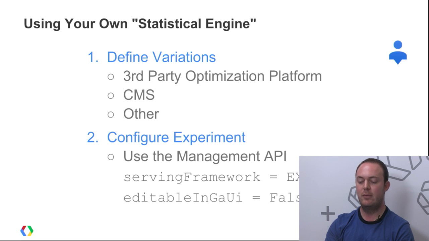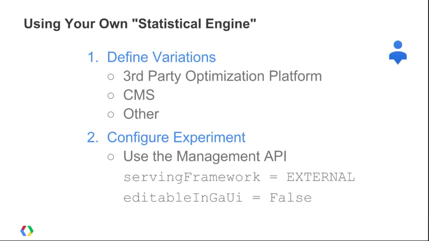So you would configure the experiment using the management API. And in this case, it's actually required that you use the management API to create this experiment. That's because you need to set the serving framework, which we mentioned earlier, to external. When you set it to external, it'll actually disable the multi-arm bandit. And then you can run your own experiments, and it won't affect anything in the reports related to what multi-arm bandit would have normally done.